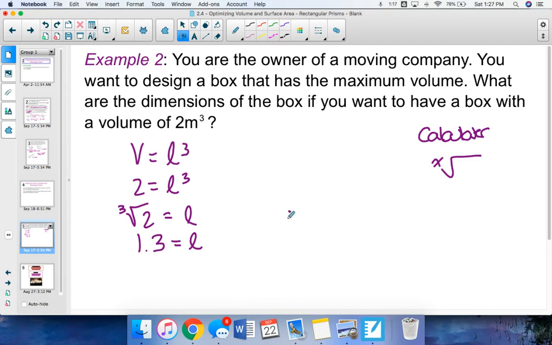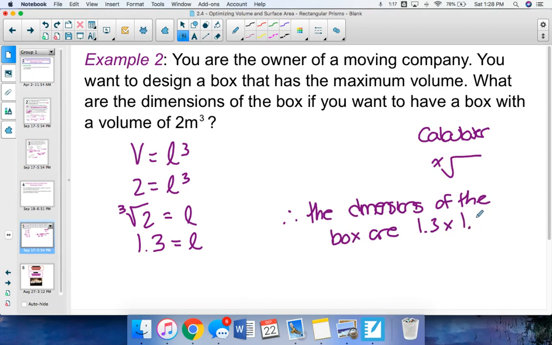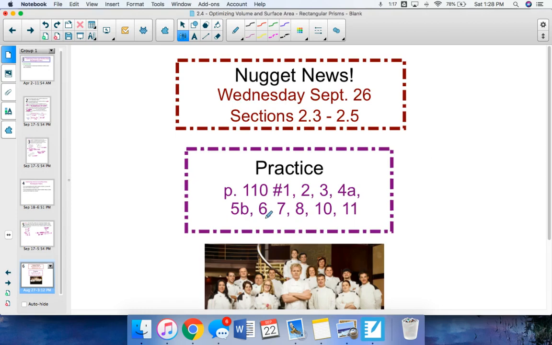So remember we needed the therefore statement. Therefore, the dimensions of the box are 1.3 times 1.3 times 1.3. Okay. So remember, cube is the goal, especially if there's no constraints on us. Okay. So remember, that is it for today.